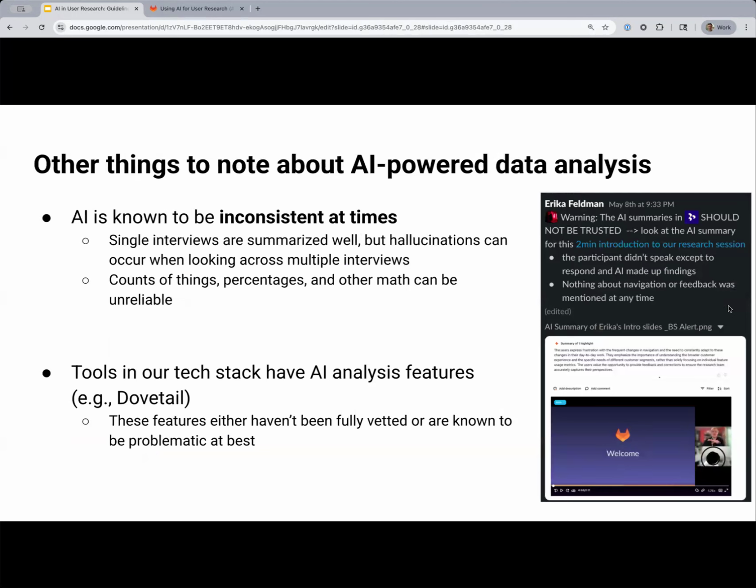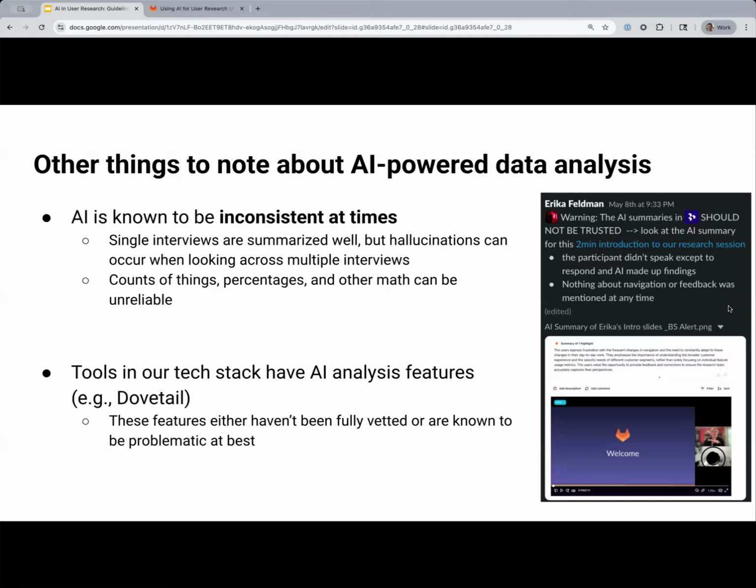One of the things that I also wanted to touch on is we've got a lot of different tools within our tech stack that are used for research purposes, like user testing, Dovetail, Rally, and some others. And these tools are starting to integrate AI features, or AI features have been around for a little while and they're expanding. Our research team has tried to look into these features whenever we can, but we haven't been able to fully vet them. And so it's important to just take into account that these AI tools are very different from one another. And because of that, they can be inconsistent for various reasons.